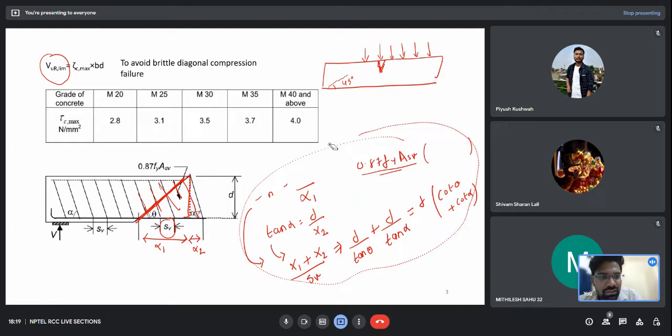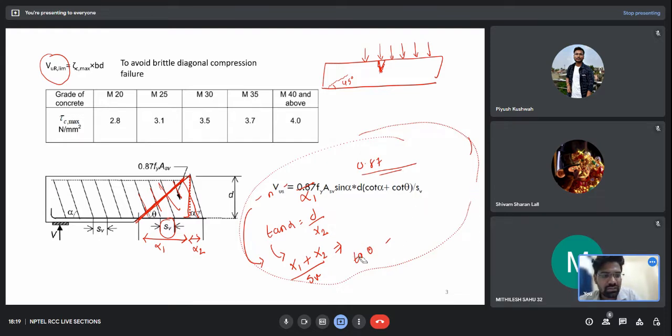Oh my god, what did I do? Okay, so this is the formula which I had derived just now. Sorry for this mess. I hope you all understood how I came up with this formula.